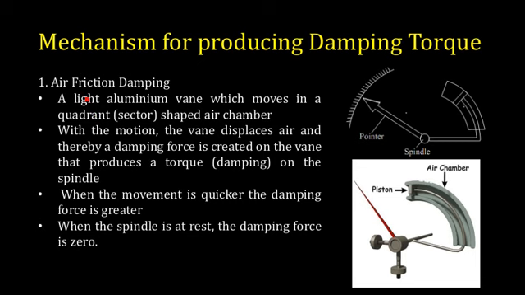And the mechanisms that are used for providing damping torque, the first one is air friction damping. So you'll have a slight aluminum vane in an air chamber. Once the pointer moves, what happens? This air chamber is filled with air, so once the pointer moves, you'll have pressure of the air in here. So the vane will be controlling these oscillations. Once the movement is quicker, the damping force will be greater, and once the pointer is at rest, you'll have no damping force produced.